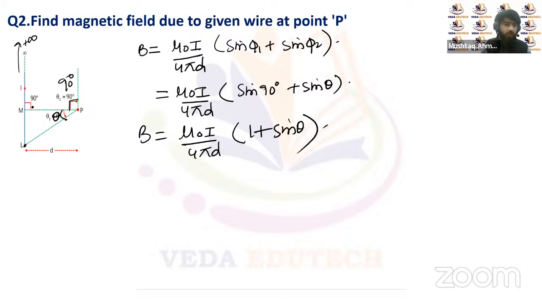Now talking about the direction of this magnetic field at this point P, we have to place the thumb of our right hand along the direction of the current.